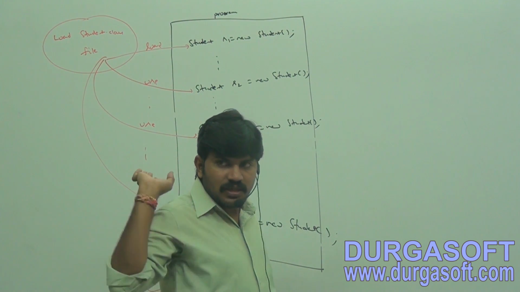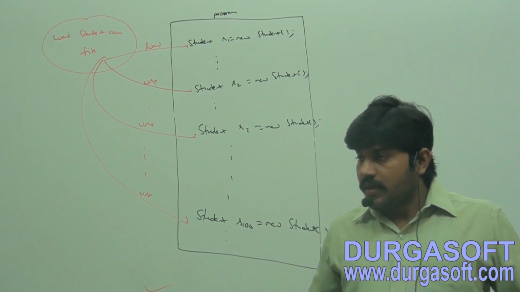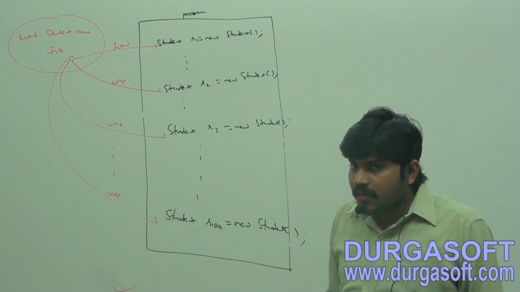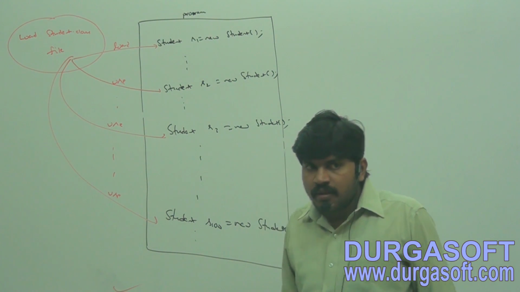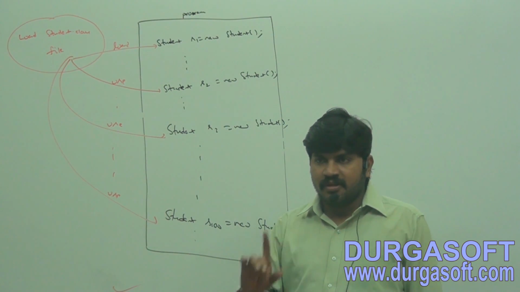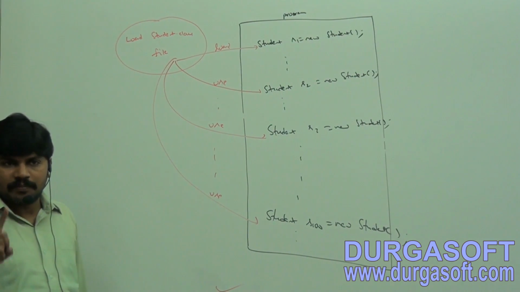The problem here, have you observed? How many times are we using the class? 100 times. But how many times are we loading the .class file? Only once. This is the default class loading mechanism, right? But what is the problem in this? Happily, class loading is going to happen one time.